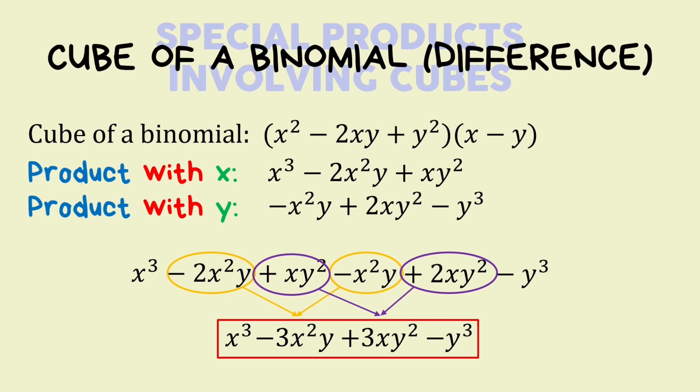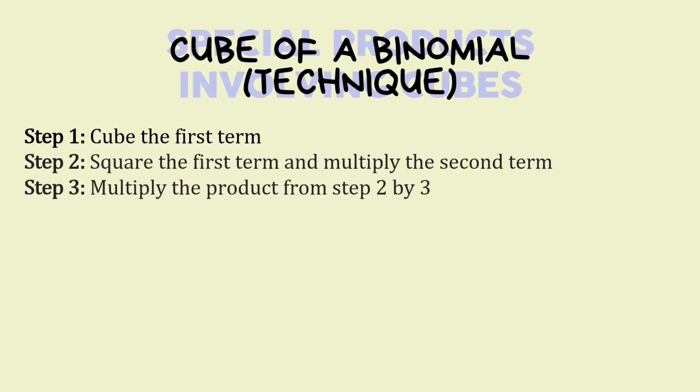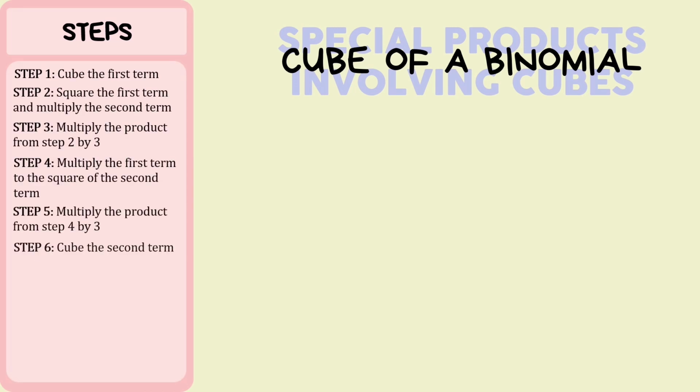Now, compare the two cubes of a binomial. Notice that the only difference between the two would be the signs. If the original expression had a plus sign between them, then all of the signs in the products are also plus. But if we had a minus sign, then the signs are alternating. Plus, minus, or positive, negative, and positive, negative. Here comes the technique. Instead of reading all of these individually, let's get right into the implementation.